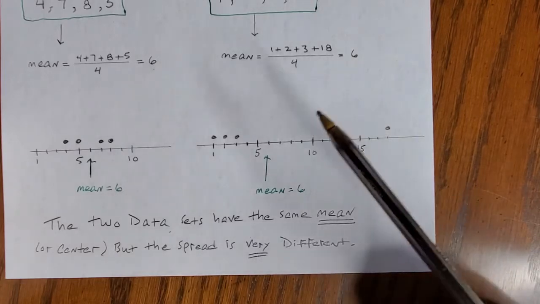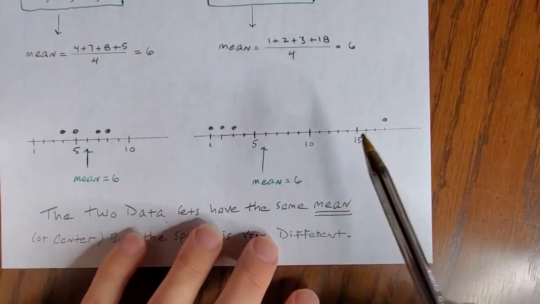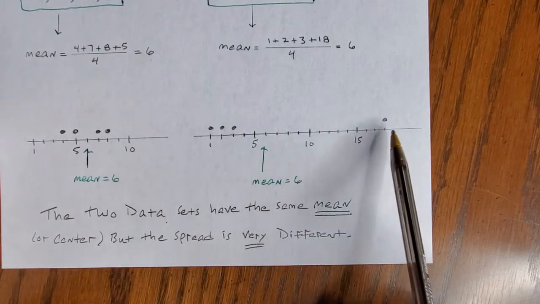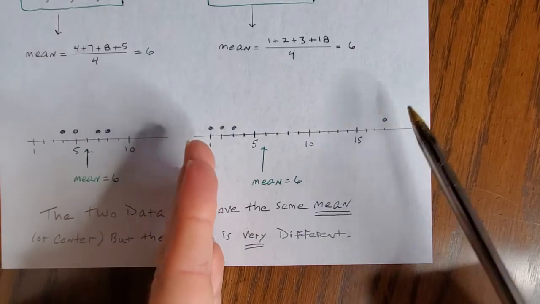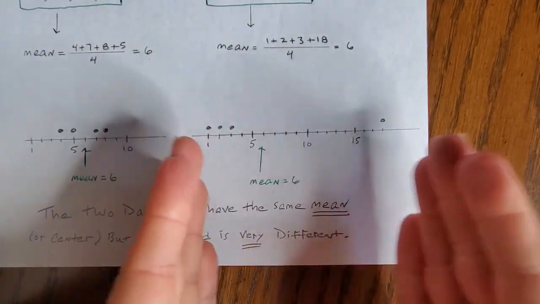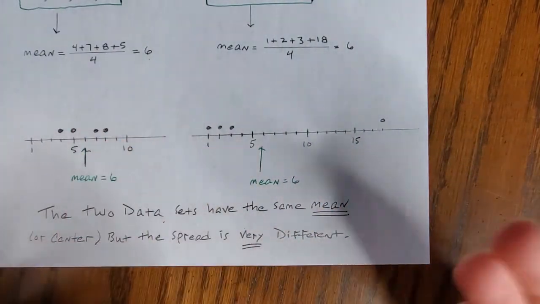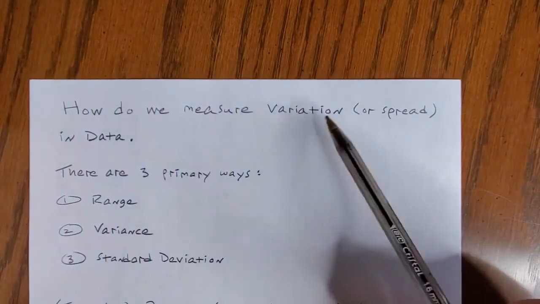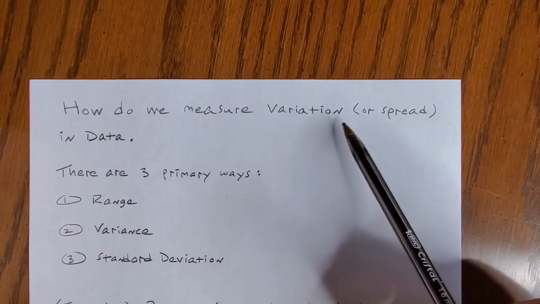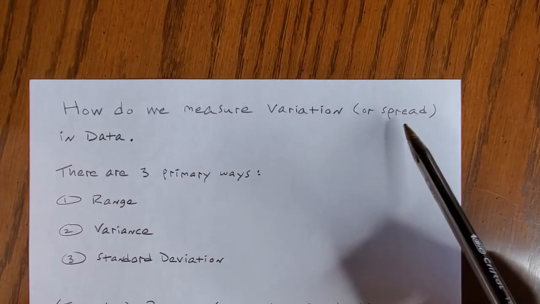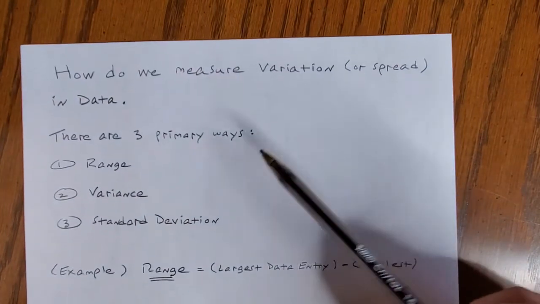The simplest way you might think is to say these are more spread out because this is 18 and that's 1, so the littlest number and the biggest number are far apart. That's one way to do it, and that brings me to how you do this. We want to measure the variation or spread of data. Variation is the proper word for it, but I might say spread sometimes. Now there are three ways.